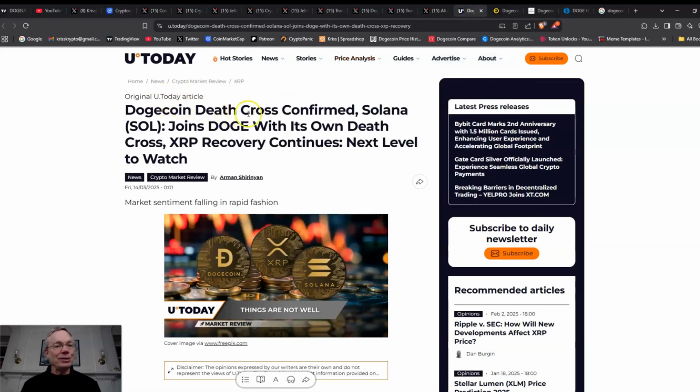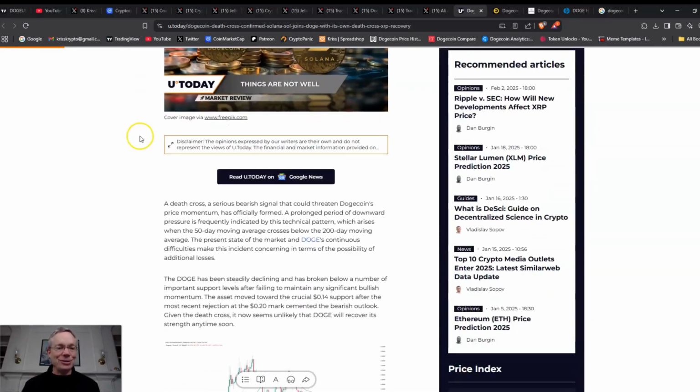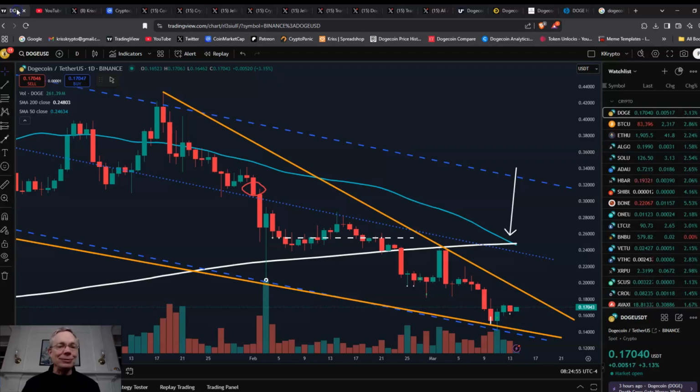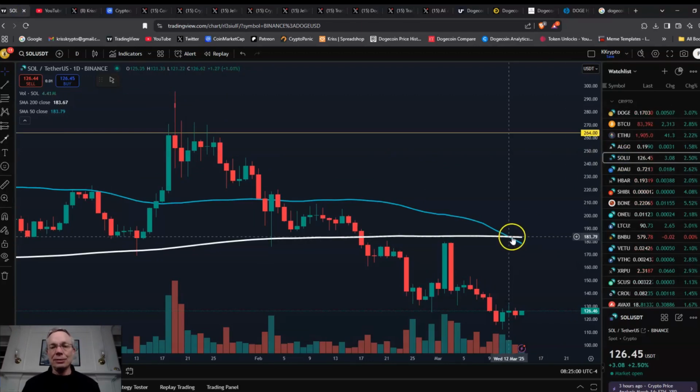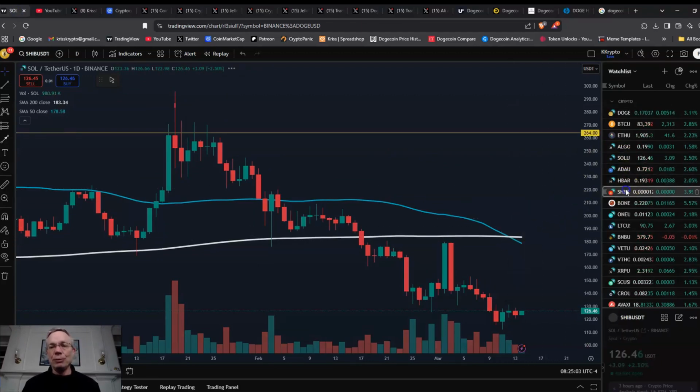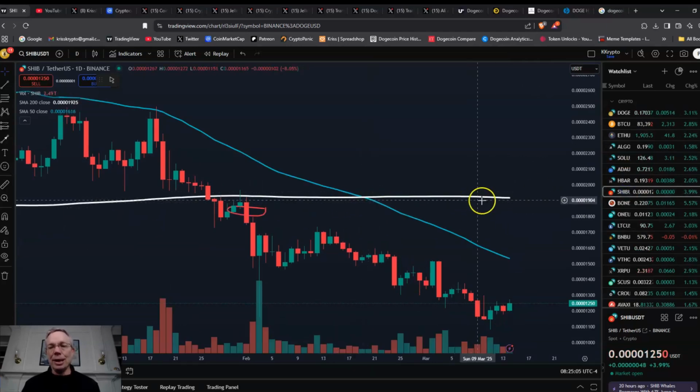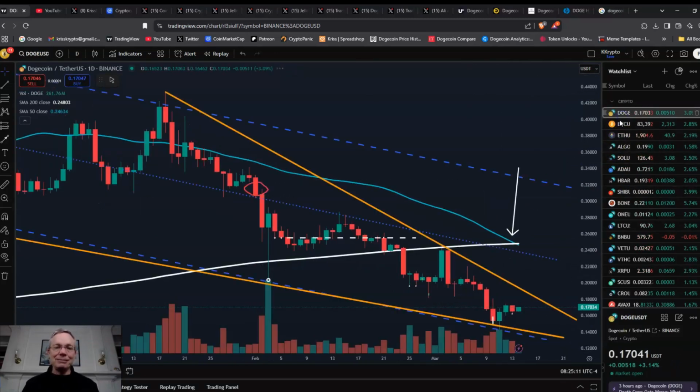But the Dogecoin death cross is confirmed. Solana joins Doge with its own death cross. That's right. It's not just Doge. We've got many others, and we were looking at them. Some of them had already happened, for instance. Well, here's Solana's, right? That just happened. And then we were looking at Shib's that happened back here, and a number of others already happened. Death crosses all over the place. Again, just showing that price has gone down after a big run up. So the 200 days moving up, and the blue 50-day is moving down.